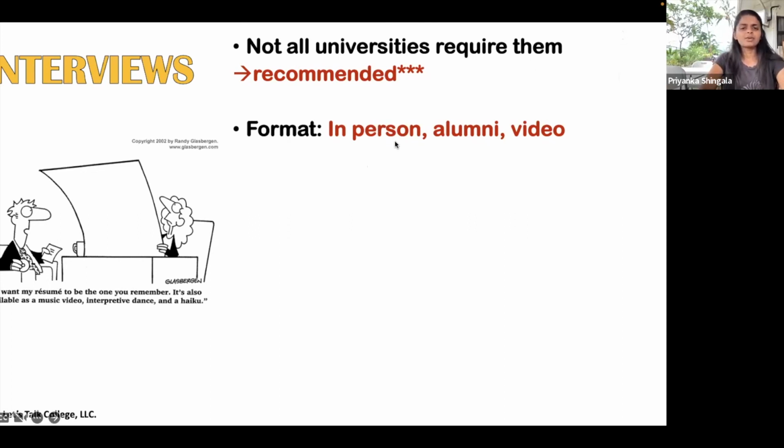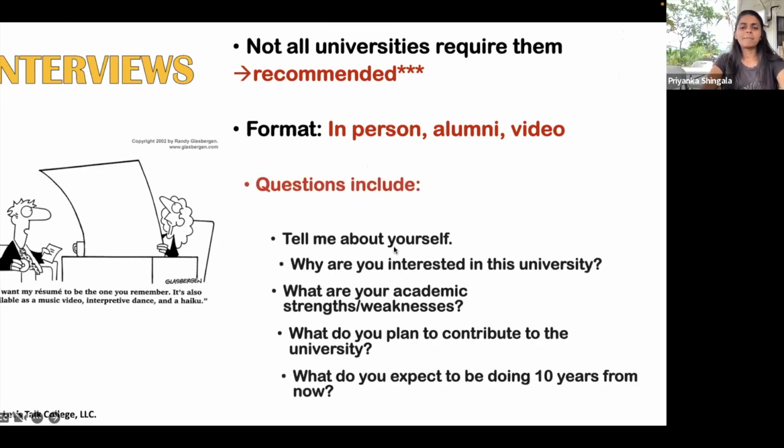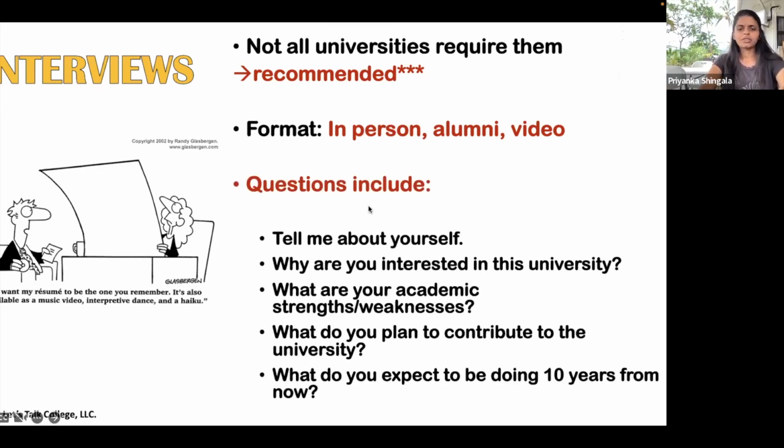All right, so formats, it could be in-person interviews at the universities, it could be alumni interviews, or it could be video on Skype, FaceTime, Zoom, whatever. Questions, if they're bad interviewers, you will get the job interview equivalent questions. So tell me about yourself. These are the ones you want to prepare for. What are your academic strengths, weaknesses? What do you want from this university? Why do you like it? What do you want to do 10 years from now, etc.